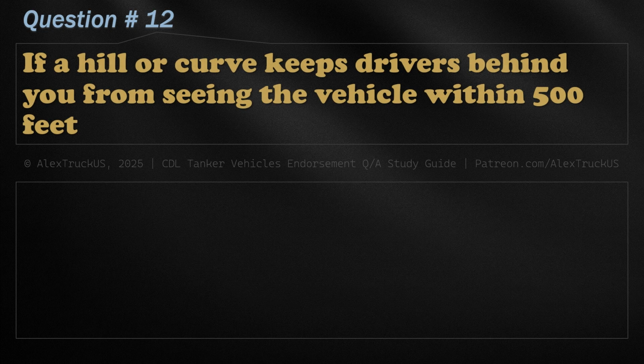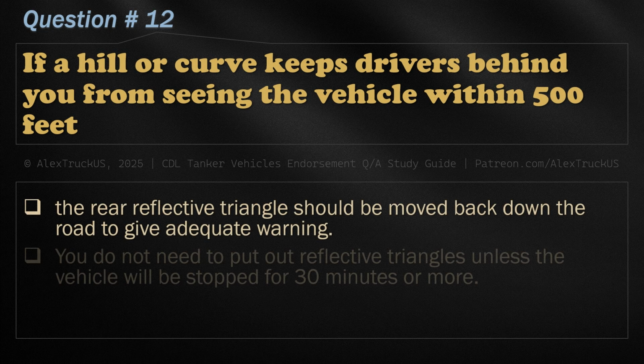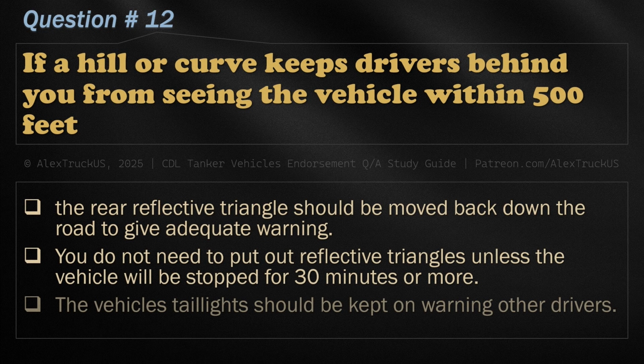Question 12. If a hill or curve keeps drivers behind you from seeing the vehicle within 500 feet, the rear reflective triangle should be moved back down the road to give adequate warning. You do not need to put out reflective triangles unless the vehicle will be stopped for 30 minutes or more. The vehicle's taillights should be kept on, warning other drivers.